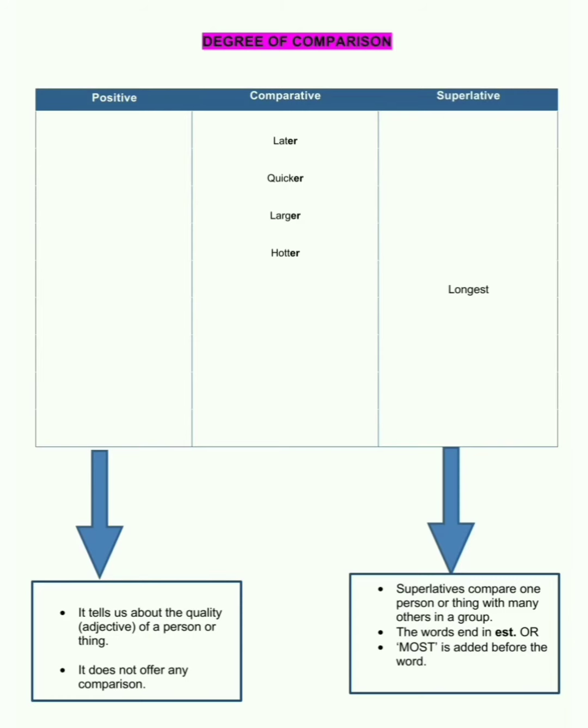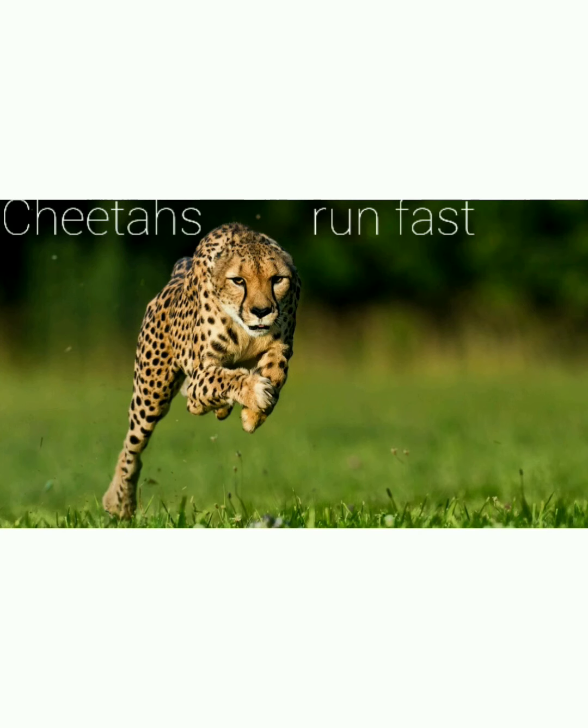One of the words we can take is fast. So fast is a positive degree of comparison. If you frame a sentence using fast, you can say cheetahs run fast. So students, can you tell me what is the adjective in this sentence? If you got it as fast, you're absolutely correct. The adjective fast is also your positive degree.